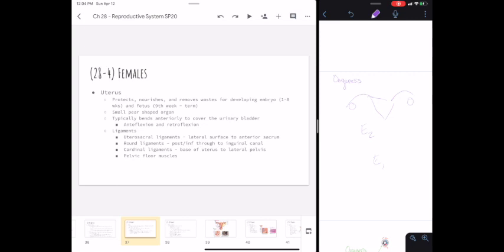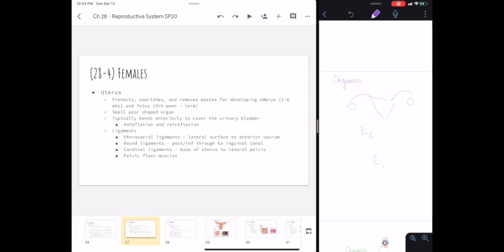It typically bends anteriorly, like I said, so that's anteflexion, and then 25% are retroflexed, or retroflexion. You have ligaments for the uterus as well: uterosacral, so uterus to sacrum ligaments. You have round ligaments. This goes through the inguinal canal, so this is analogous to the spermatic cord. This is just helping strap it in inferiorly. Cardinal ligaments and pelvic floor muscles.